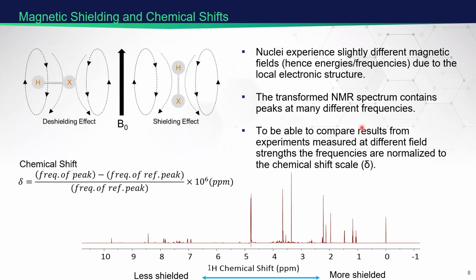The transformed NMR spectrum will contain all these different frequencies, and because nobody has a magnet with the exact same frequency to the level of precision needed for direct comparison, we normalize these frequencies to the chemical shift scale. We always use the frequency of a reference peak and the peak of interest. This is a small separation, kilohertz at max, while the Larmor frequencies we're talking about are in the megahertz range. So these are parts per million differences, and that's the origin of the chemical shift scale.